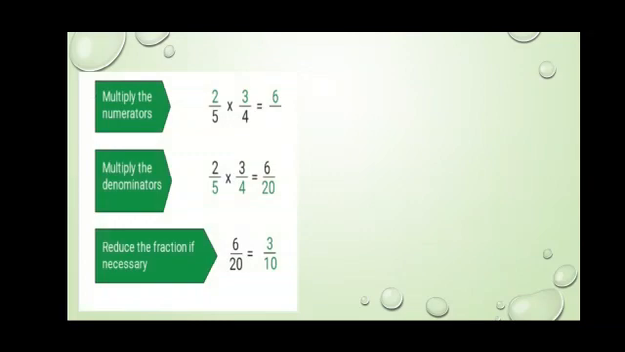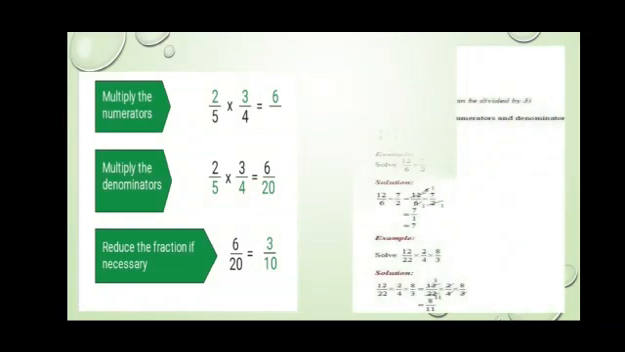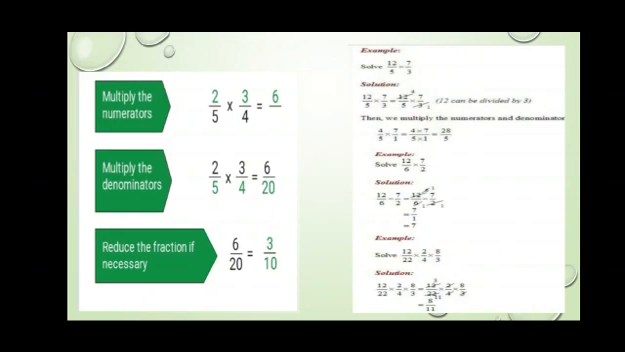Now you can see the steps of multiplication. The first step is to multiply the numerators and denominators, and then you have to reduce the fraction. One more example. You can see the cutting method here. Hope you all have got it.